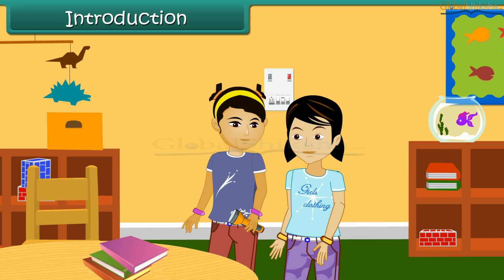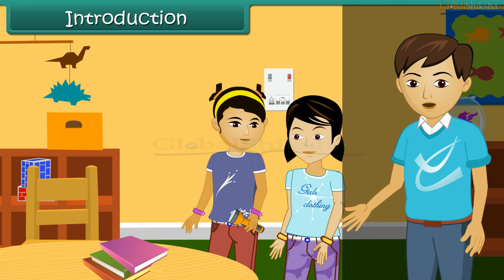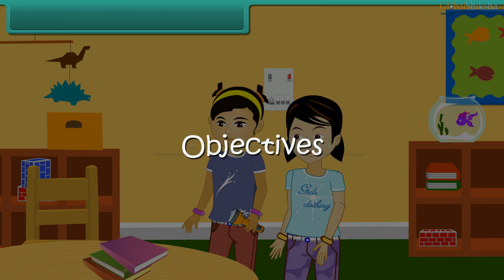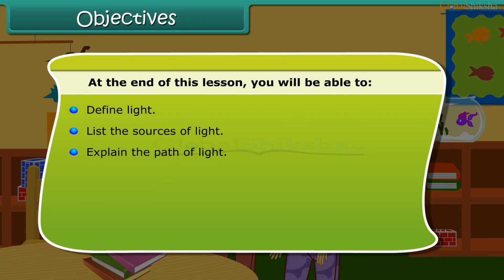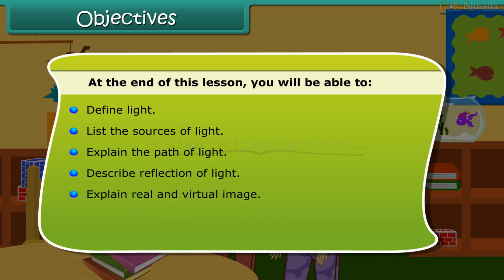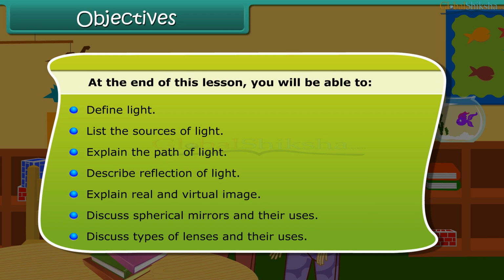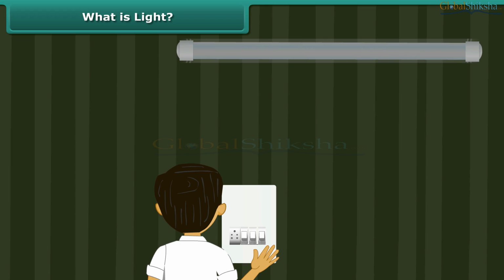Absolutely right, Tina. Let's study light and explore some interesting facts about it. Yeah, why not? Come, children. Let's learn about an energy that is all around us. Light. Objectives. At the end of this lesson, you'll be able to define light, list the sources of light, explain the path of light, describe reflection of light, explain real and virtual image, discuss spherical mirrors and their uses, discuss types of lenses and their uses.